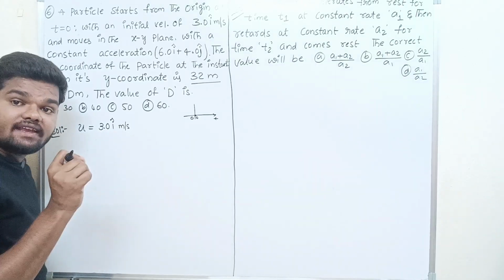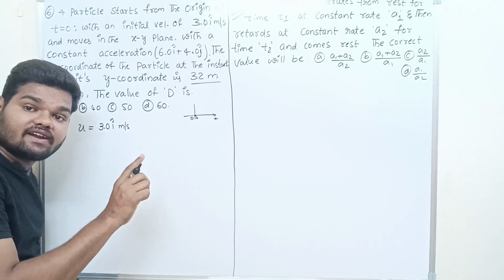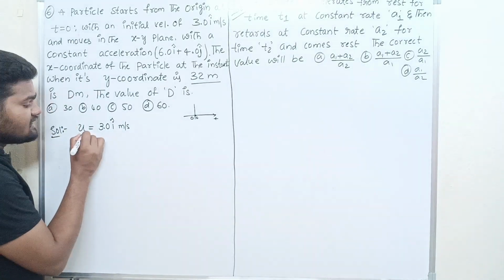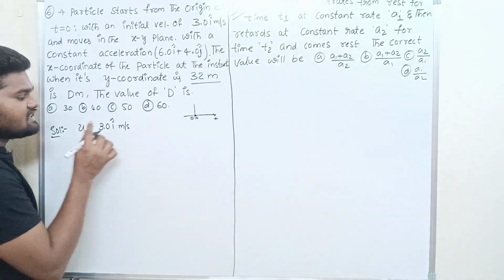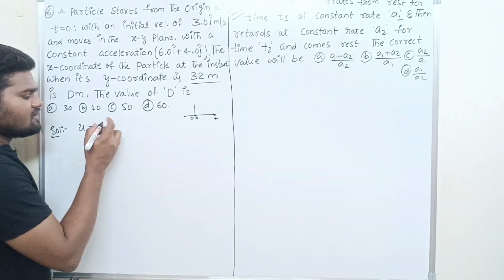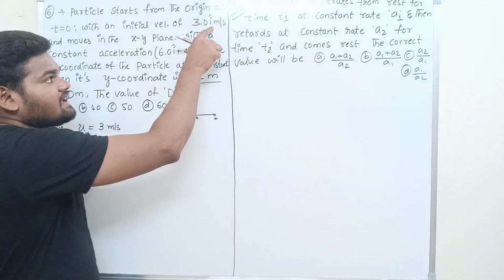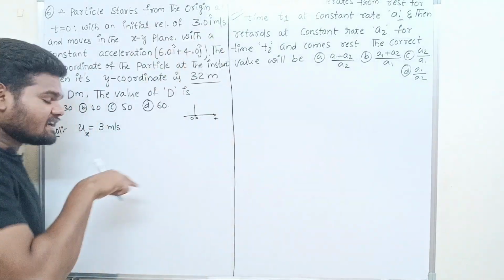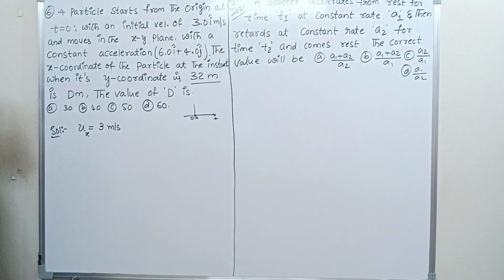3 I cap. What is I cap? I cap is the unit vector along the x direction. That means the initial velocity of the particle along the x direction is equal to 3.0, which is nothing but 3 meter per second. Are you getting it? So this is the initial velocity of the particle, I cap being the unit vector along the x direction. So the initial velocity of the particle along the x direction is 3 meter per second. Okay, right.